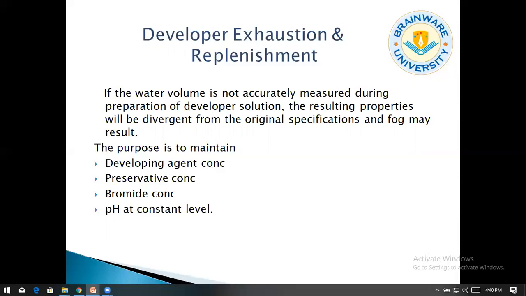So, to achieve a good quality radiograph, a proper contrast radiograph, it is very important to maintain the conditions that I already discussed. And the percentage of the chemical solution should be appropriate when we are preparing a developing solution before using.